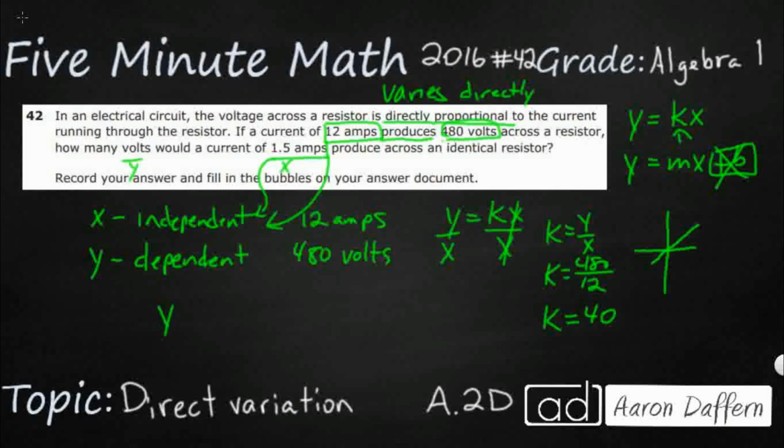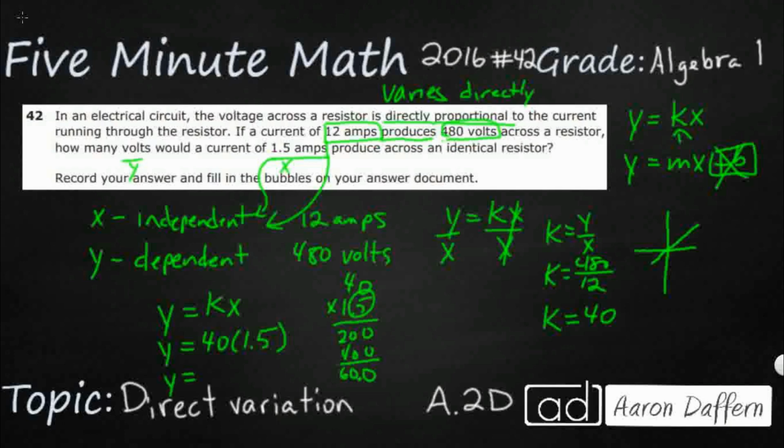So y equals kx. So y equals, let's plug in what we have, 40 times 1.5. All right, so we can get out our calculator. Well, we can also just do it by hand here. 4 times 1.5, 0, that's 20, and that's 40. So it looks like 600, but remember we got one digit behind the decimal, so it's just 60.